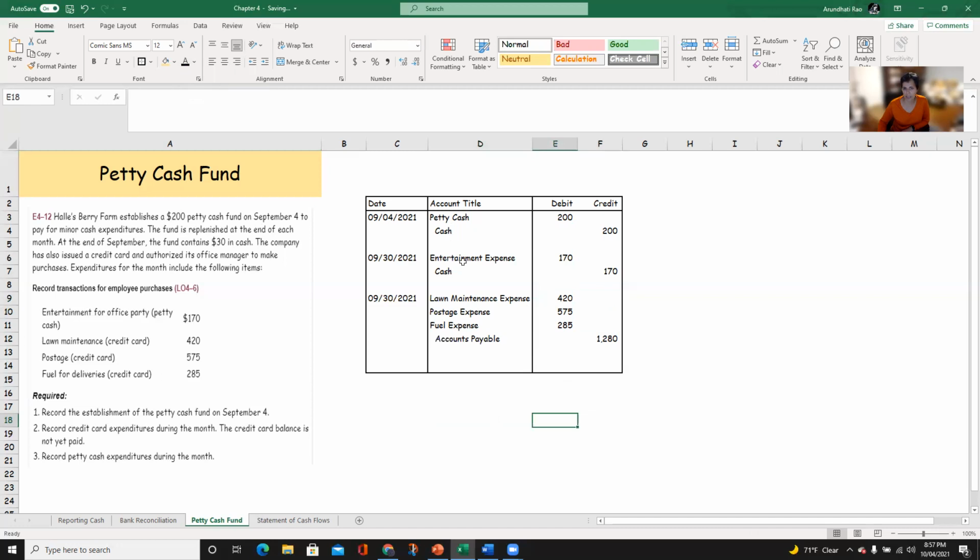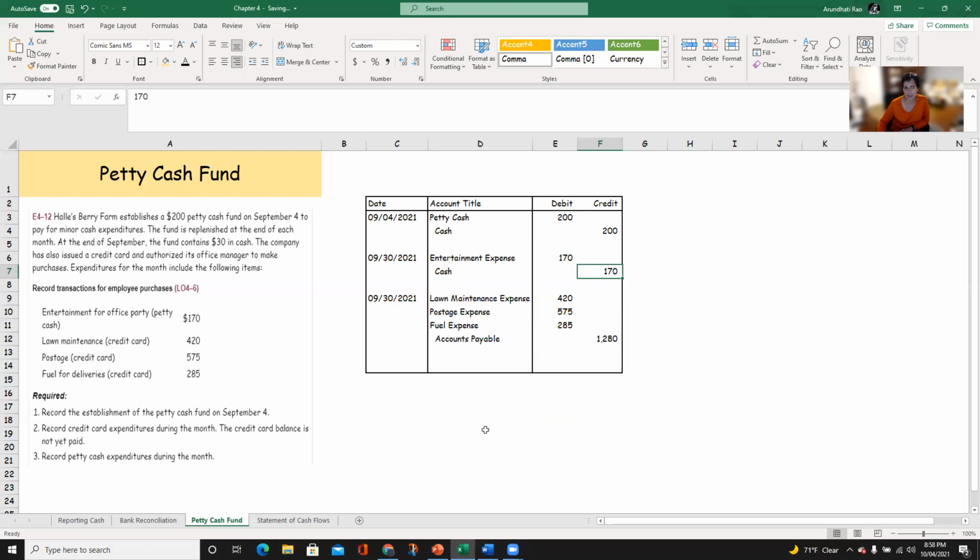So again, we established an account for $200 for petty cash. We incurred expenses at the end of the month. We're going to do the journal entry. And in this process, we are replenishing that $200, the $170 that was used up. We add that back to the petty cash account. Again, these numbers are not significant. Therefore, you don't want to use your credit card for some of these expenses. This is a total of $170. It may have been spread out over several days.